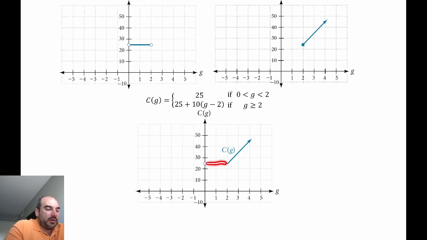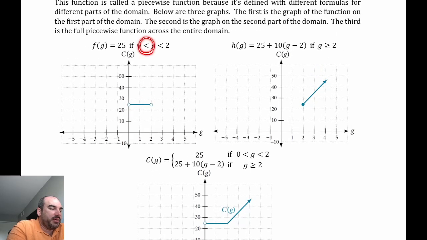So we get a continuous graph with a corner. Yes? What's the difference between an open and a closed circle again? It has completely everything to do with these inequalities here. When it's just less than, you're going to have open circles. When it's less than or equal to or greater than or equal to, has the line underneath it, you're going to have a closed circle at that point.